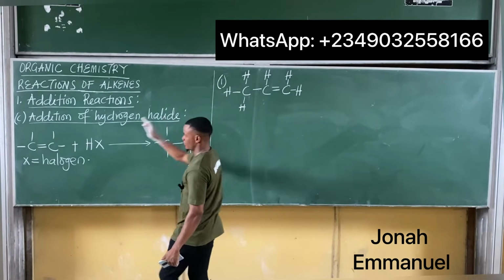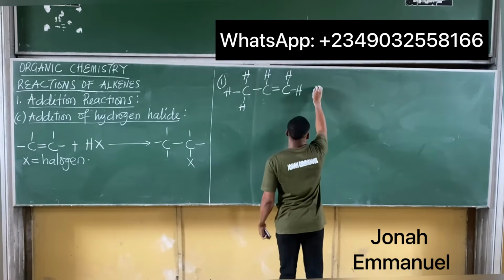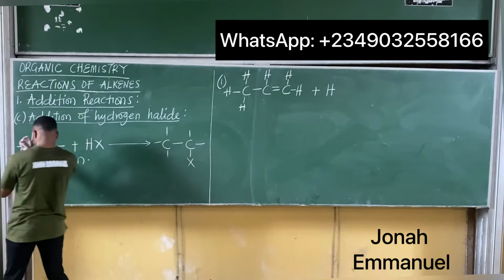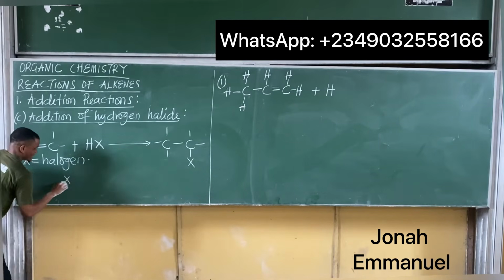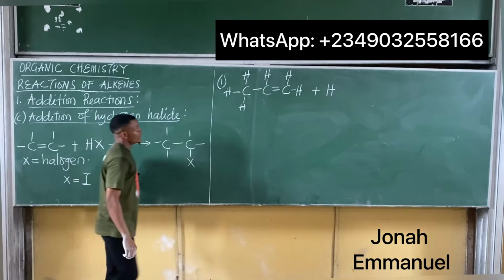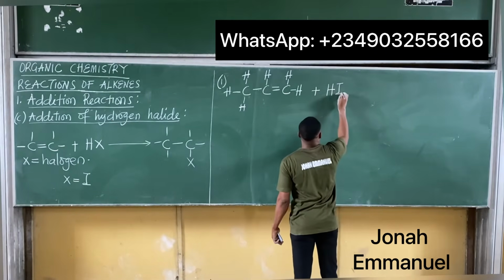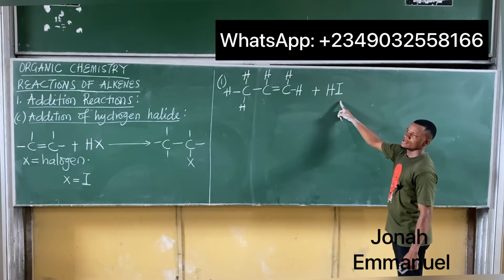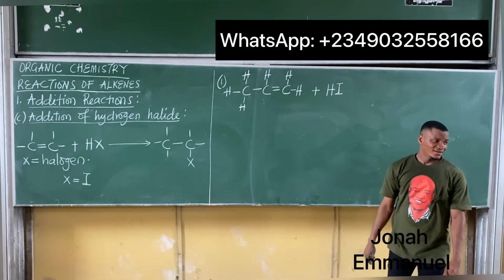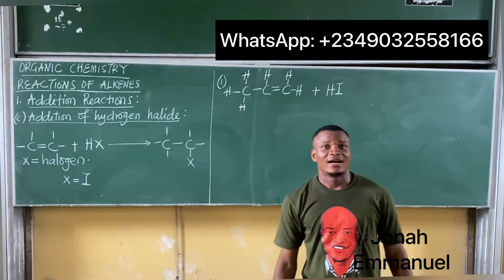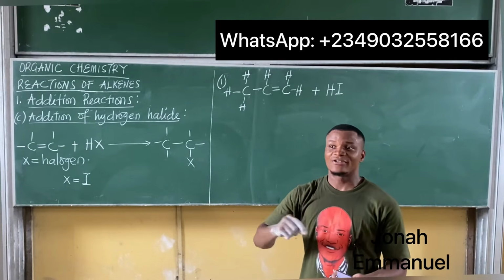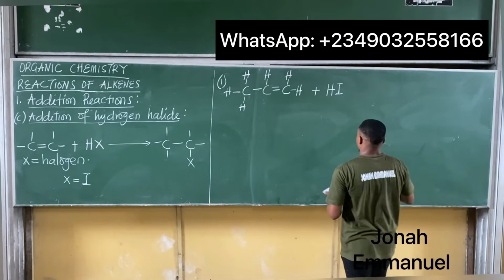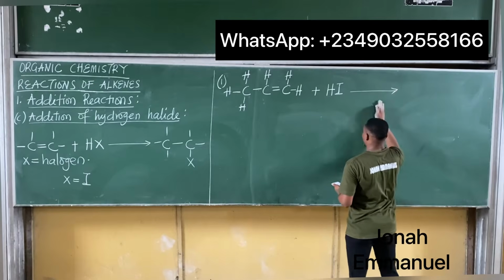So you have this for the alkene plus HX. Let's take X as what? What should we use? Let's use X as being iodine. It becomes HI, hydrogen iodide. Hydrogen what there? Iodide. Hydrogen iodide. Bromide, chloride, fluoride, iodide. That's the name.